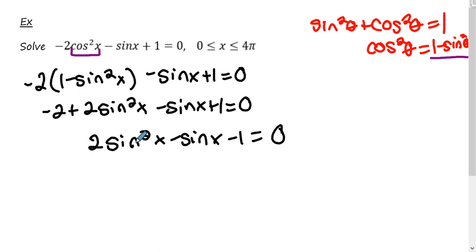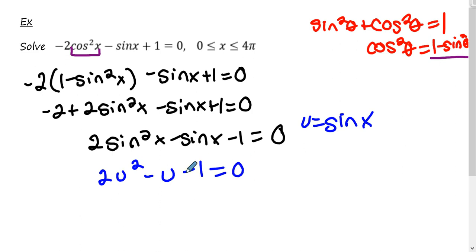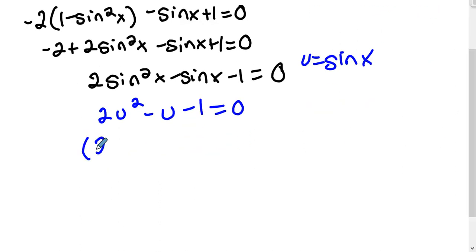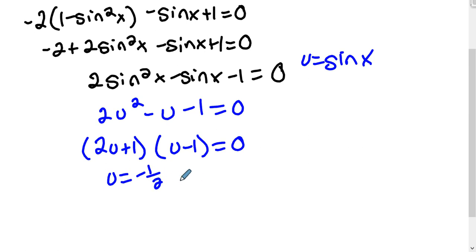When you see this, a sine squared, a sine, and a constant, you always have to think about factoring, and we're going to let u equal the sine of x. Again, this is something that you do all the time. So I get 2u squared minus u minus 1 equals 0. This is the easy part. This is where you factor. We get these types of factors a lot because these are values we can use our unit circle with. So when I solve, I get u equals -1/2, and I get u equals 1.